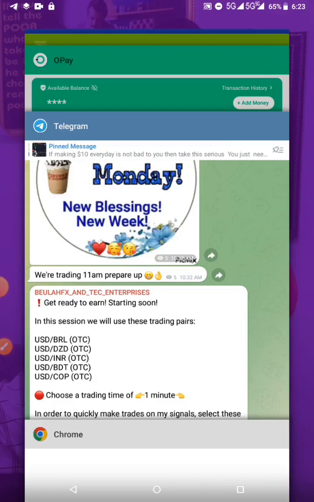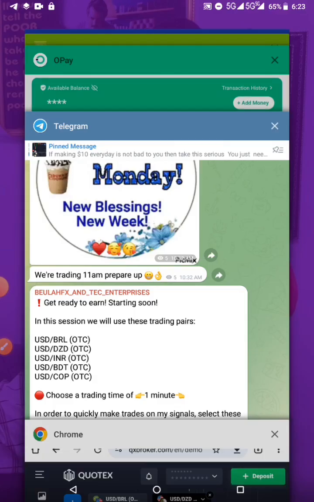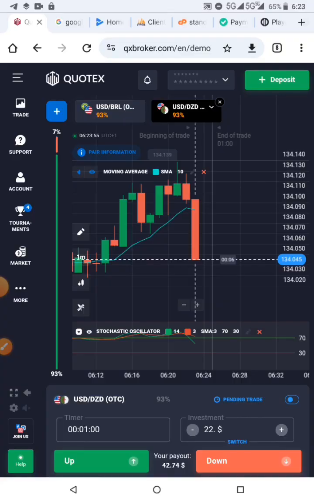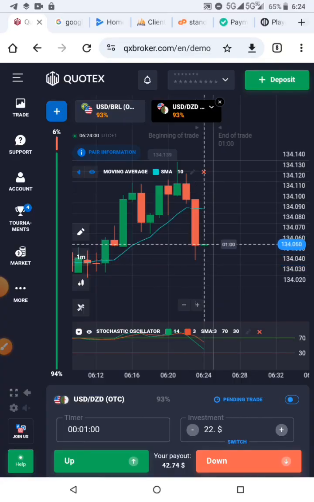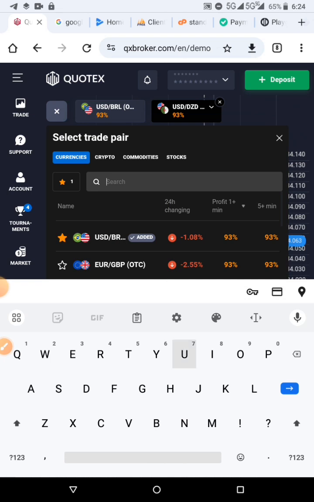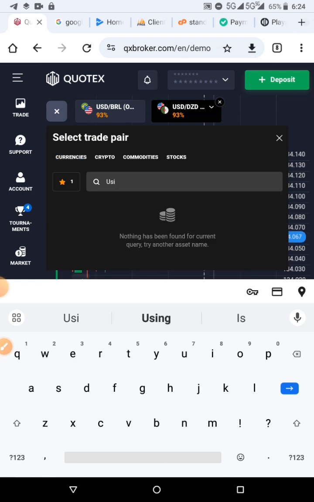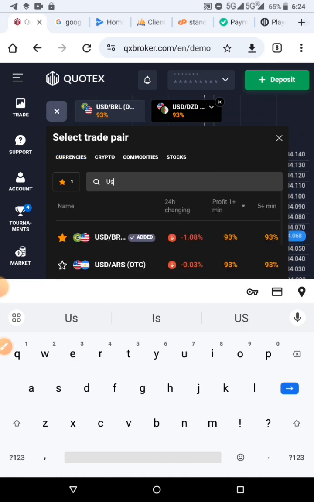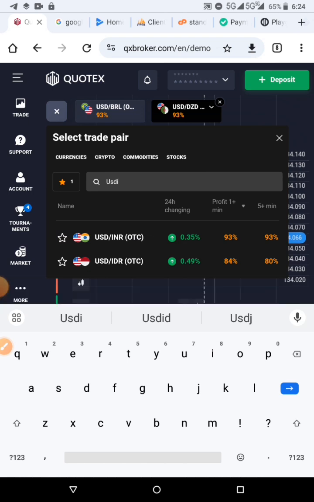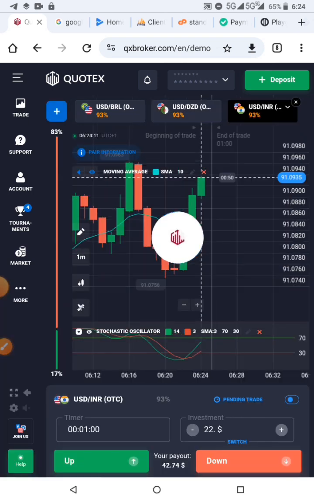The second currency pair on the account is USD India Rupee. I have to tap on that plus sign again and search for USD India Rupee. Then I tap on it, and it's also added.